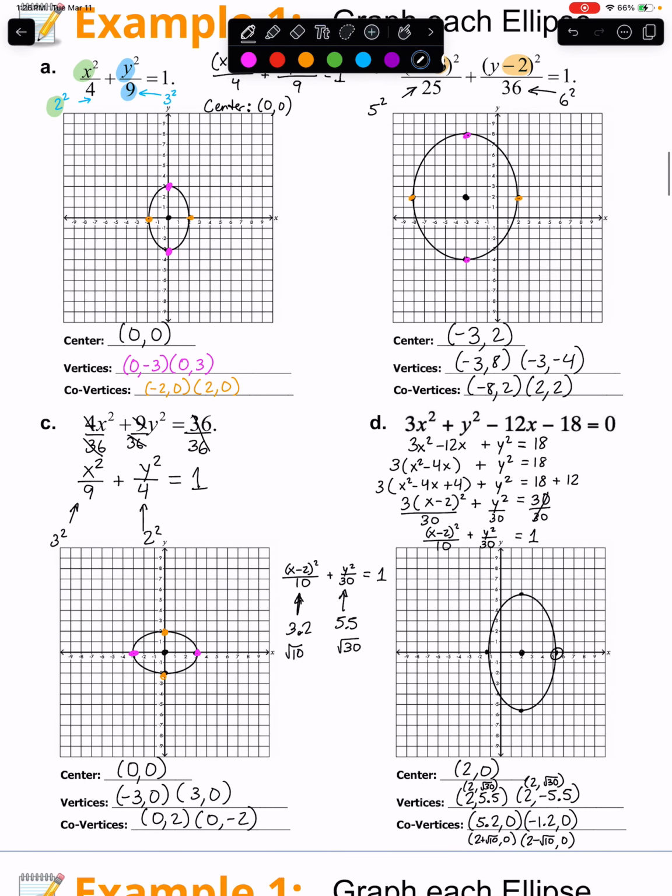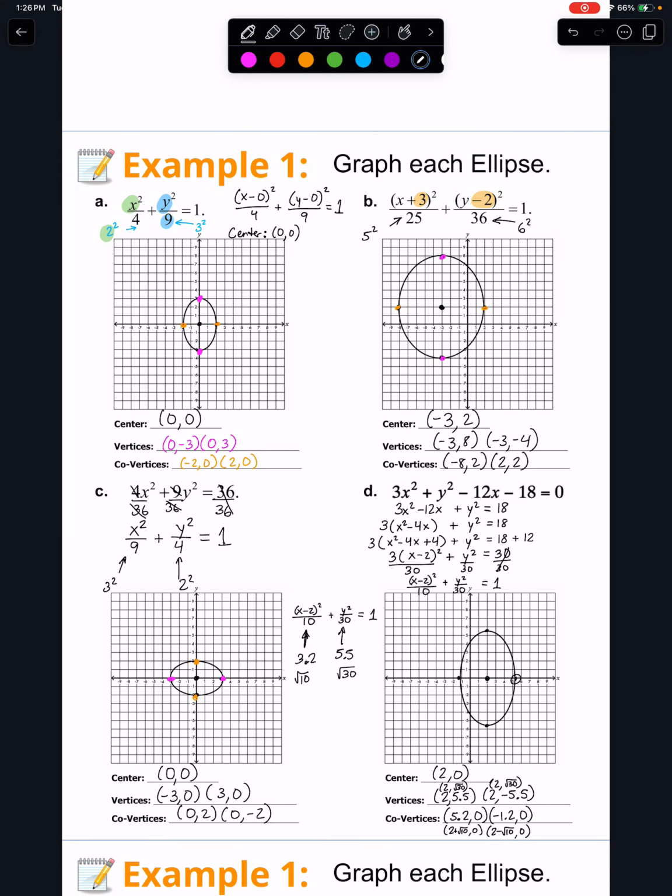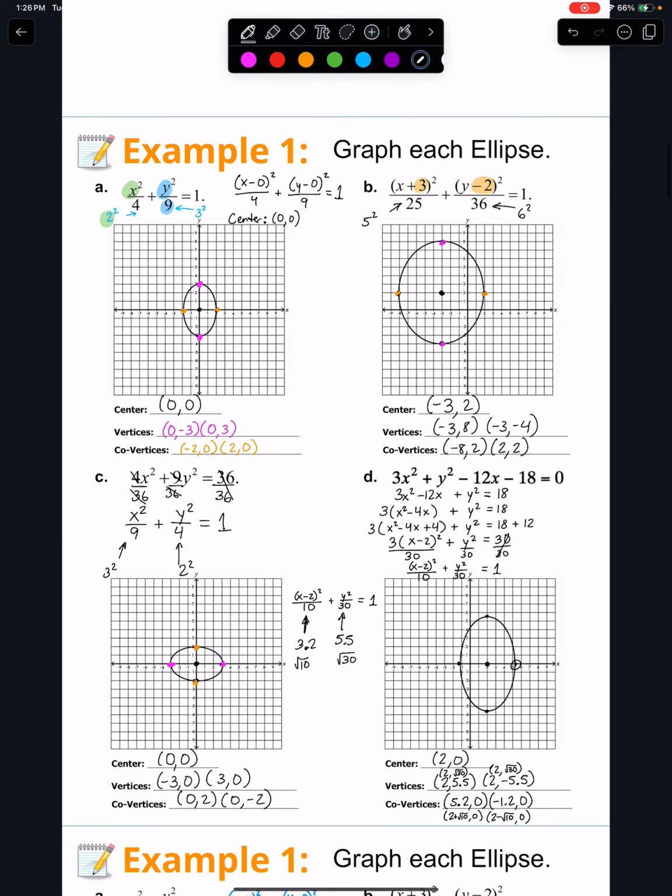Vertices and co-vertices. Okay, these ones are done. Go ahead, check your answers. We're going to keep going.